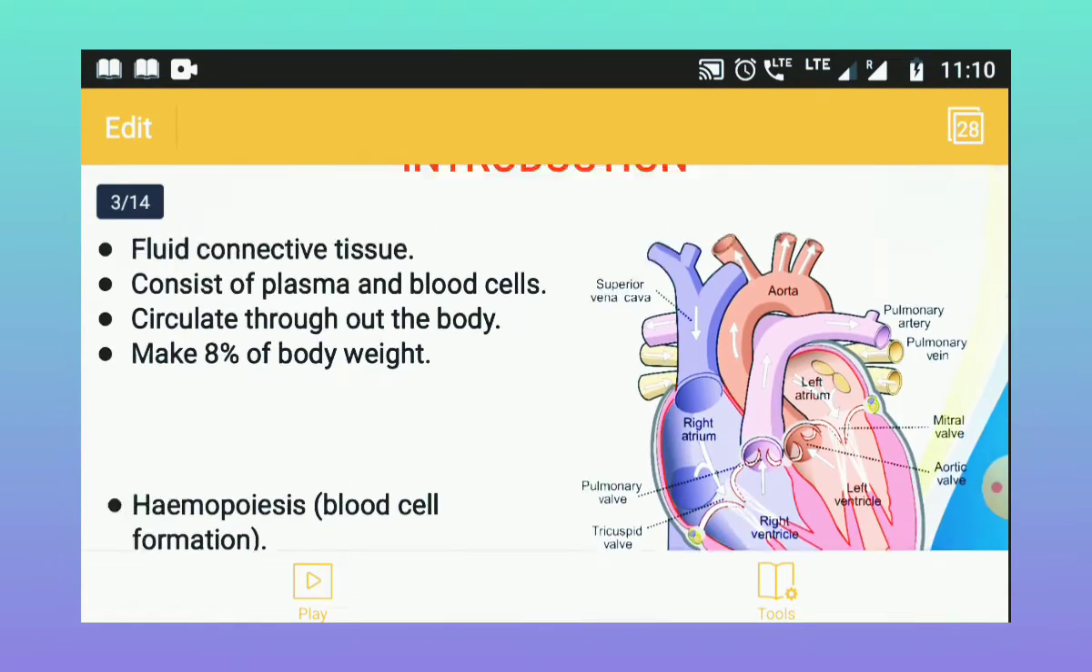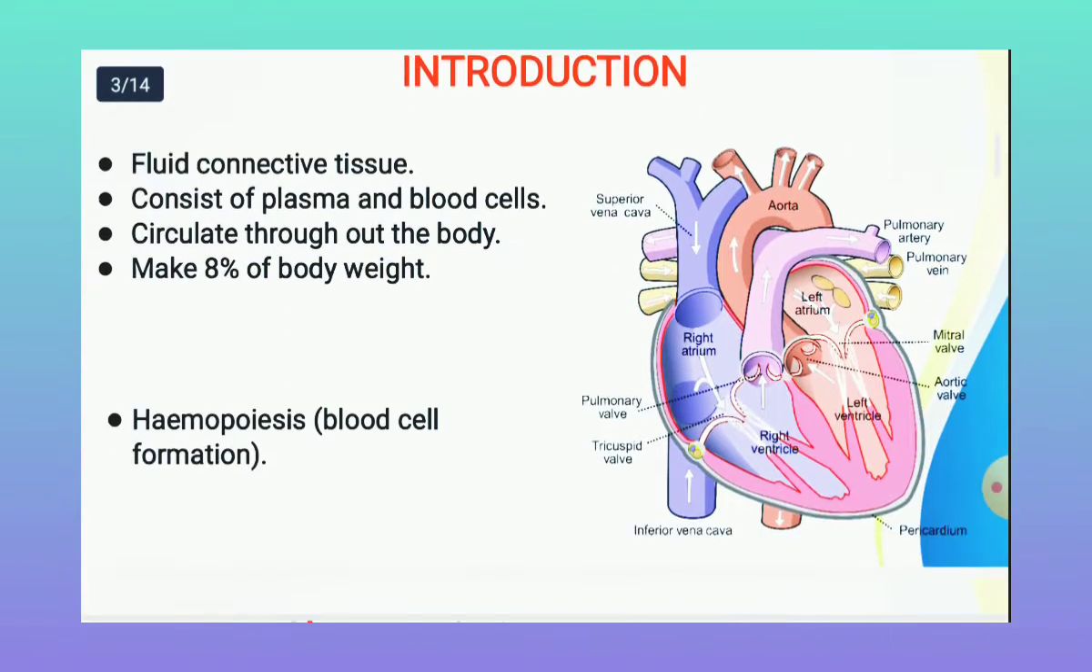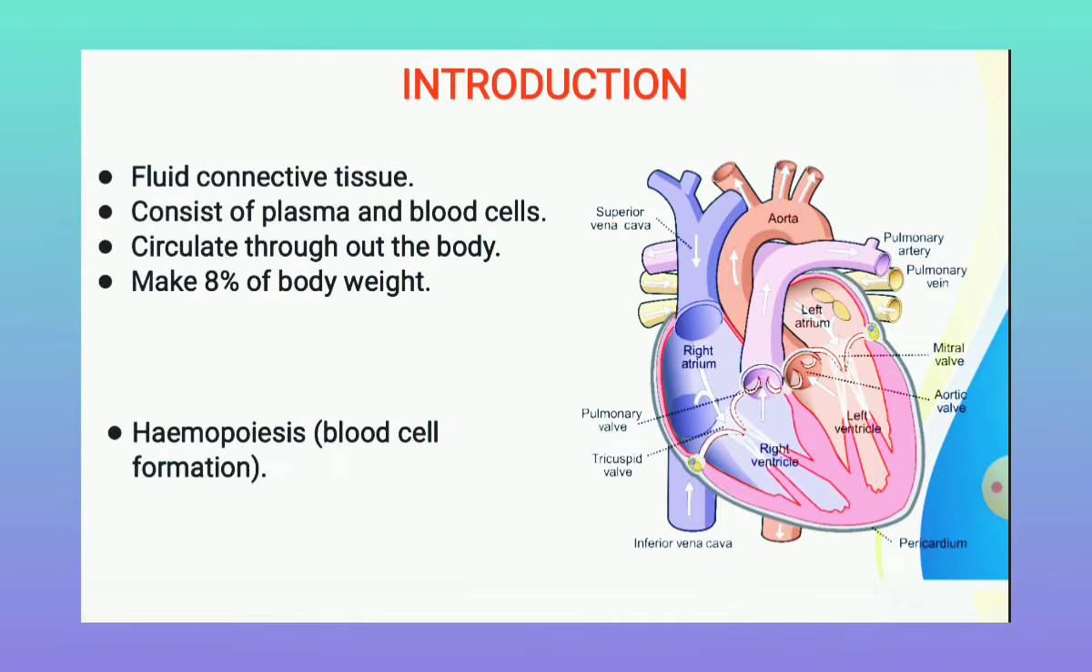Number one, first, that is your introduction. Blood is a fluid connective tissue and it consists of plasma and blood cells. Plasma is the fluid portion of the blood, and the cells are the solid portion of the blood. Now blood circulates throughout the body and it makes up 8% of the body weight.